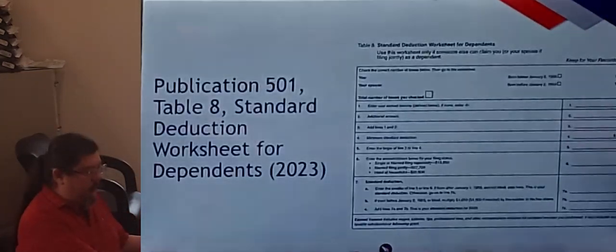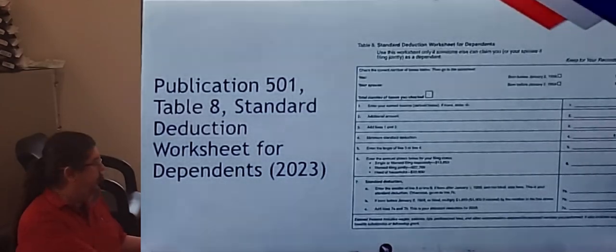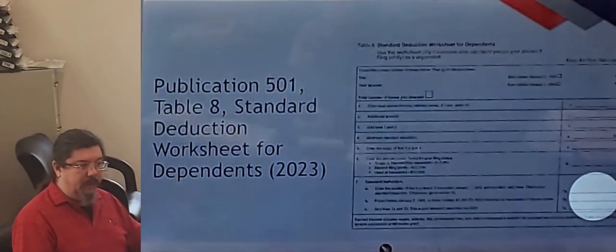So here's a worksheet that helps you figure the standard deduction for dependents. This is also on page 223. You'll notice at the bottom here that you figure the standard deduction based on those rules: earned income plus 400, but at least 1,250 and never more than 13,850. After you do that, then you add the additional standard deduction for 65 or older or blind.